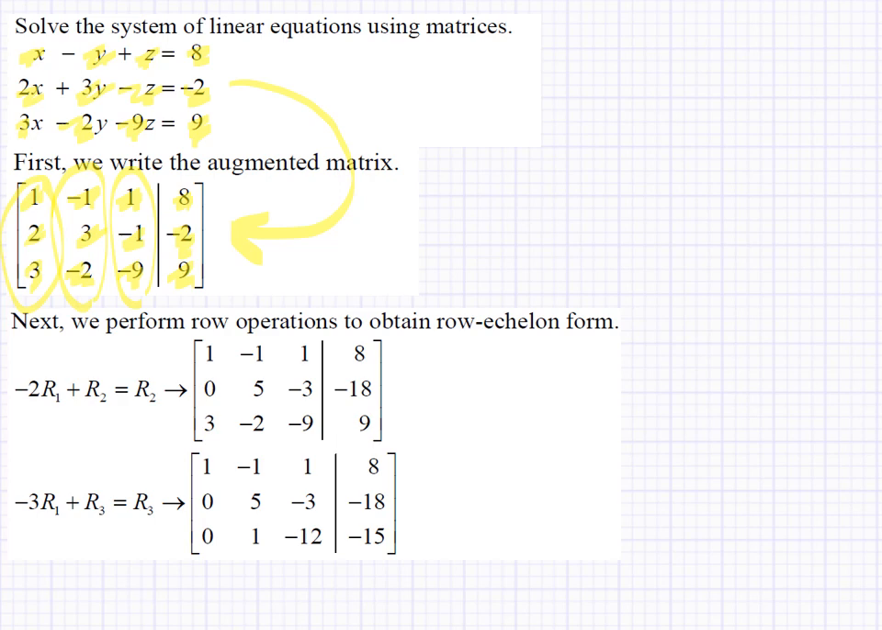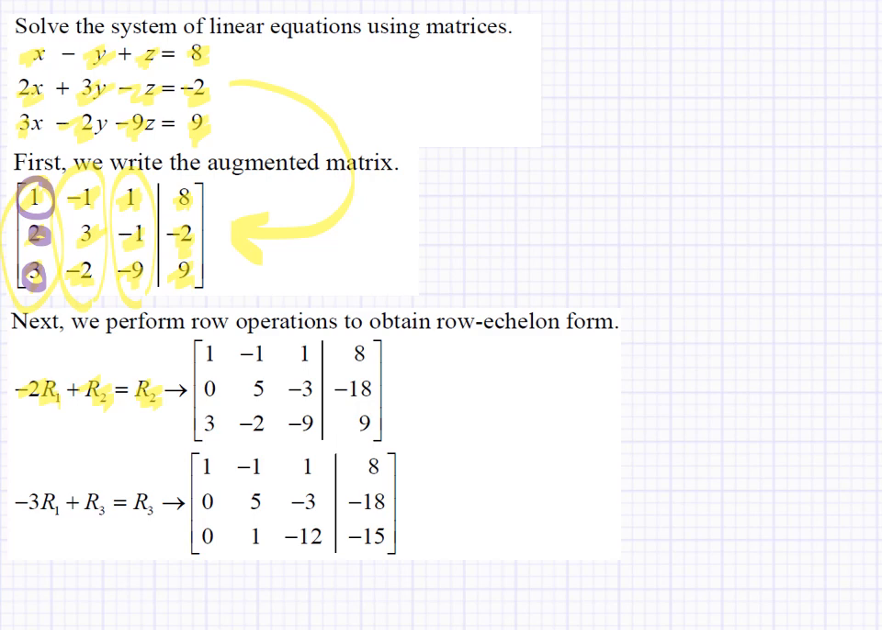So our first goal is to get a 1 in this first register. It's already there. Our next goal is to make this a 0 and this a 0 underneath. So we need to change row 2. The way we change row 2 is to multiply row 1 by negative 2 and add it to row 2. If you can't see that, let's change it to a different color. So negative 2 times row 1 plus row 2, that'll give me my new row 2.